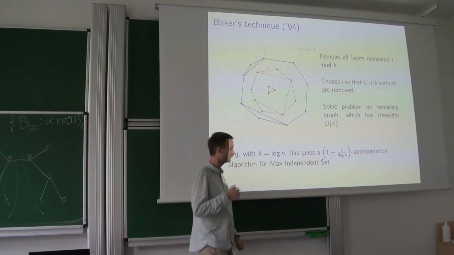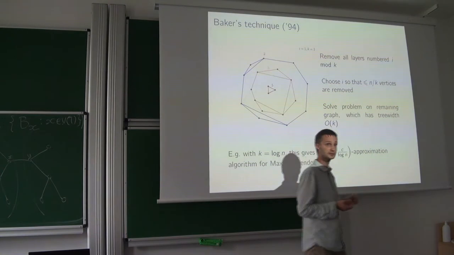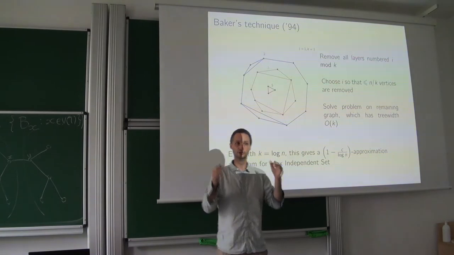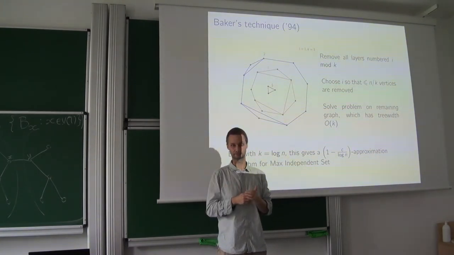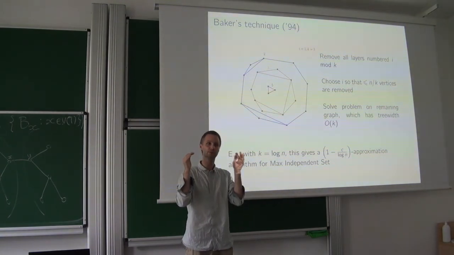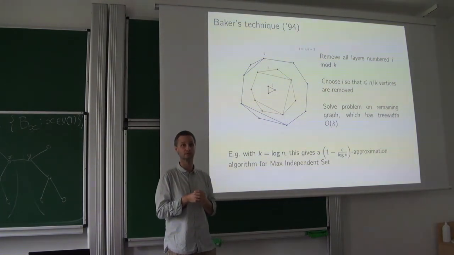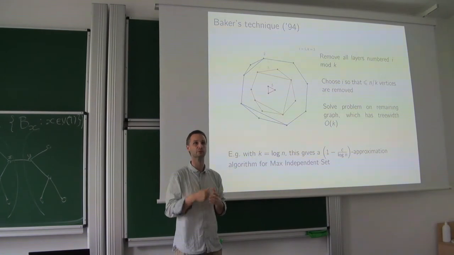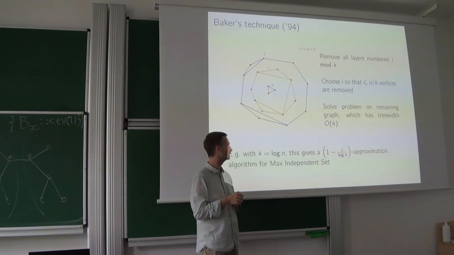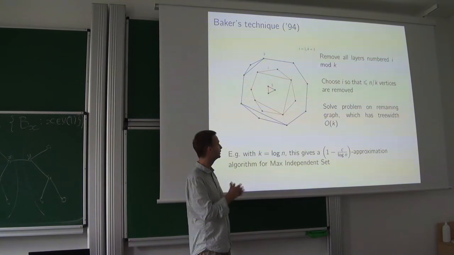So why can you take k to be about log n? Well, after you remove your initial set of vertices, you're left with a graph of treewidth big O of k, so big O of log n. But if you know the standard approach to solve maximum independent set on bounded treewidth graphs, you don't really need the treewidth to be bounded. You can even have treewidth order of log n, because in the DP, you're just going to enumerate subsets of vertices of a bag. So you can go up to log n. Right? So you can take k to be about log n.